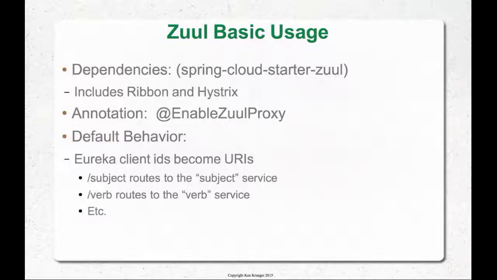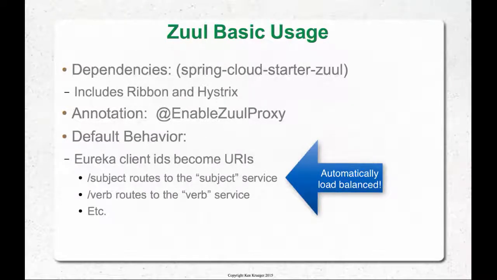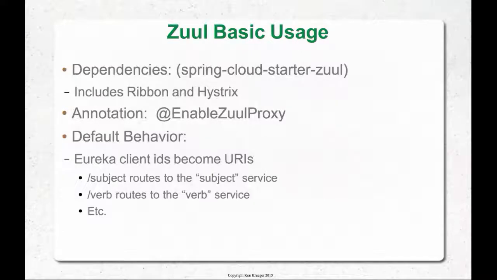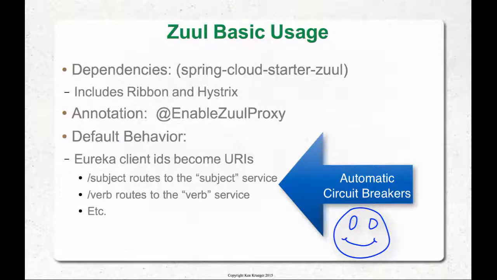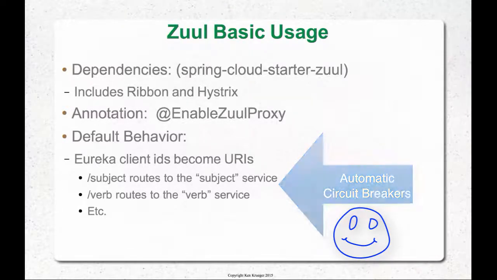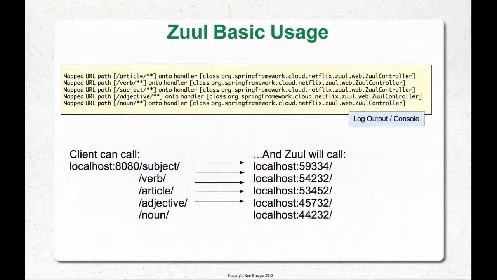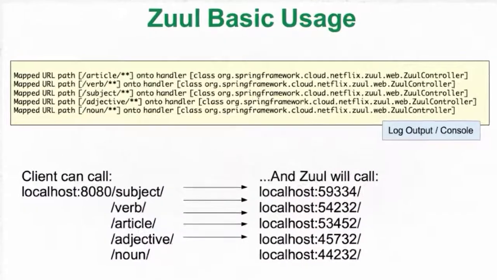And since Ribbon is involved here, the calls are automatically load balanced whenever there is more than one back-end service available for a given type. And above that, since Hystrix is involved, each call is made within a Hystrix command, so we get simple circuit breaker behavior. When you start up a Zuul proxy server, and you can take a look at this closely when you do the upcoming exercise, you can see what it is doing behind the scenes.